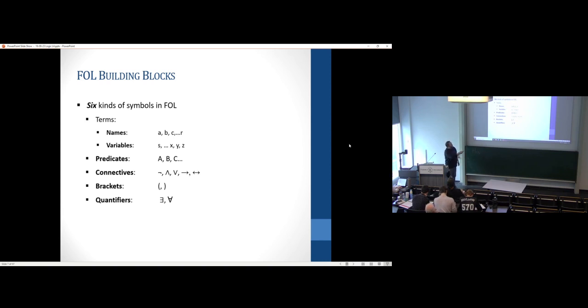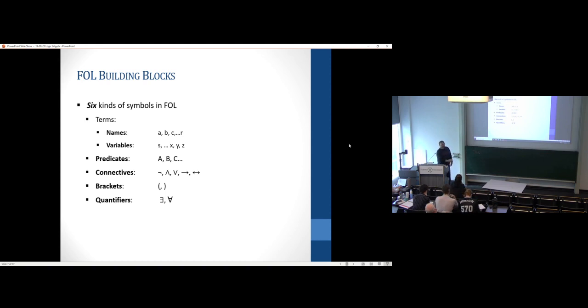And on top of that, we have the connectives. They work just like they did before. Everything that you learned about the connectives with TFL applies for FOL too. So cool. And the same with brackets. The brackets work exactly like they did with TFL. Nothing new with either of these.